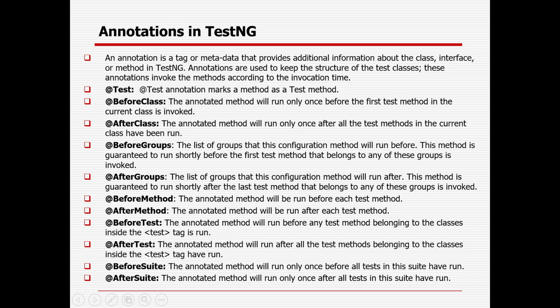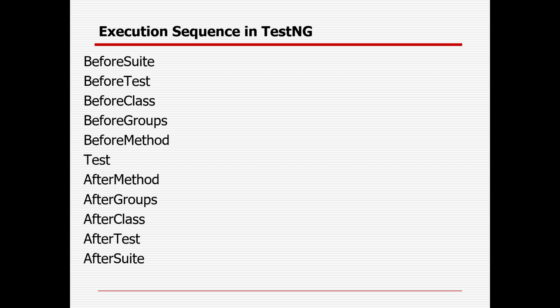Before test, after test will be run for any test method belonging to the classes inside the test tag. Before suite, after suite run only one time at the suite level, because suite is the highest hierarchy. You could see suite is the highest hierarchy, then test, then the class, then the group, then the method, and then your test case will come. After that, after method, after group, after class, after test, after suite. So suite is the highest priority, then test level, then class level, then group in case there is one, otherwise method level.